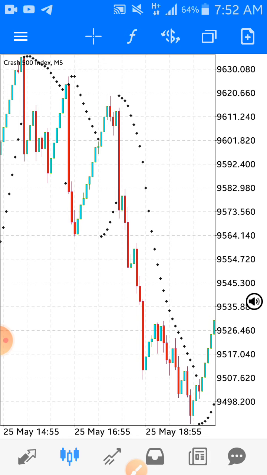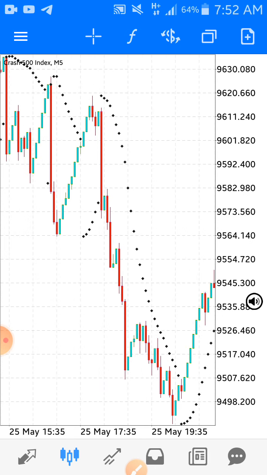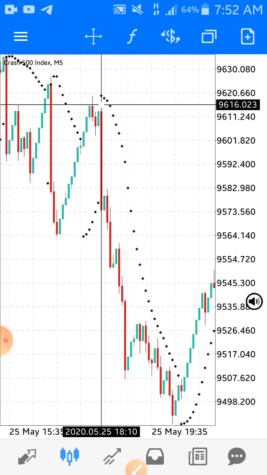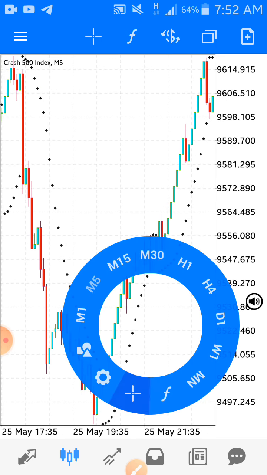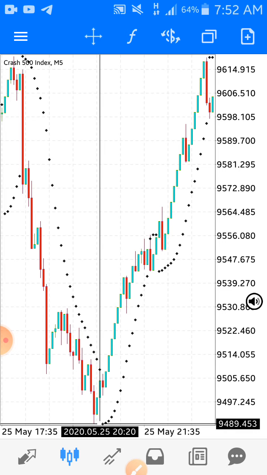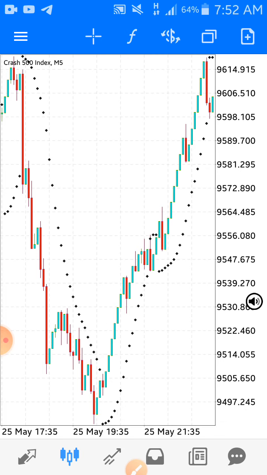Now, how does this parabolic SAR work? Once it appears from above, it gives you a sell signal. Once it appears from below, it gives you a buy signal. So the parabolic SAR can be scary because it can give you a whole lot of signals, and you may likely have some false entries.